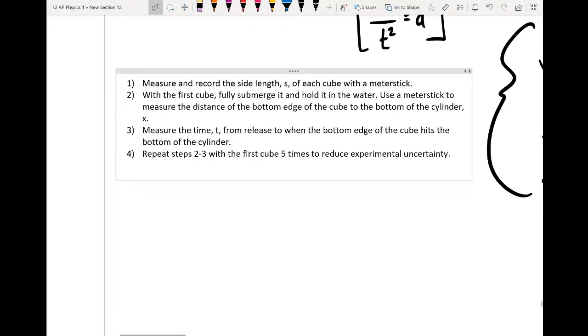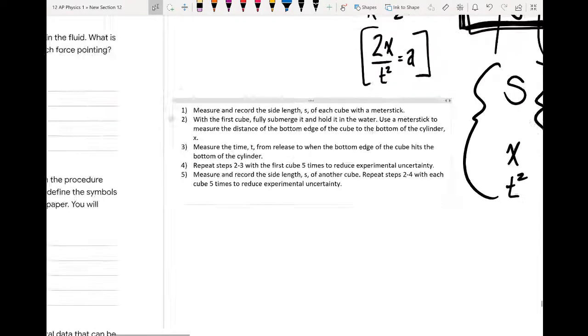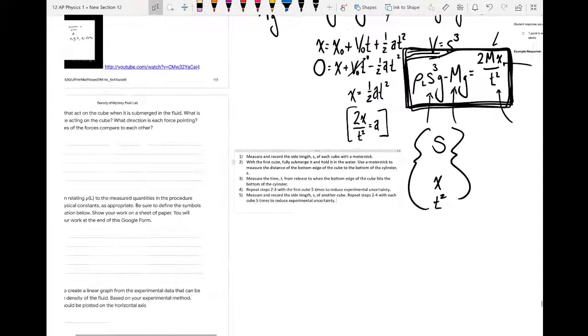Then what I can also do if I really want to go crazy with it is I could say measure and record the side length s of another cube. Repeat steps 2 through 4 with each cube 5 times to reduce experimental uncertainty. So I'm just kind of saying, hey, let's do this as many times as possible. Let's get a wide data set so that we can reduce experimental uncertainty.